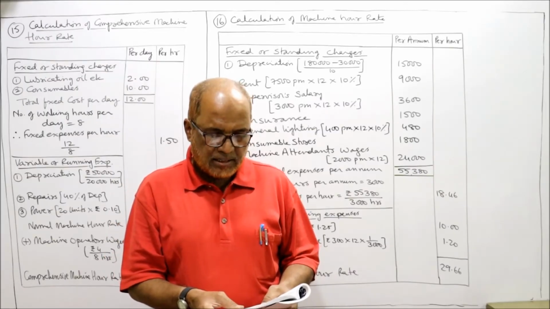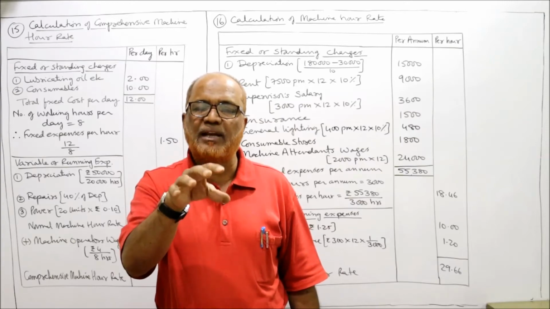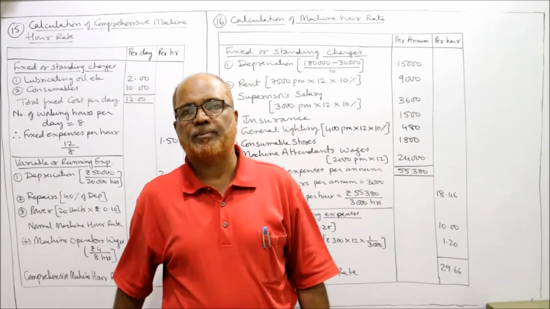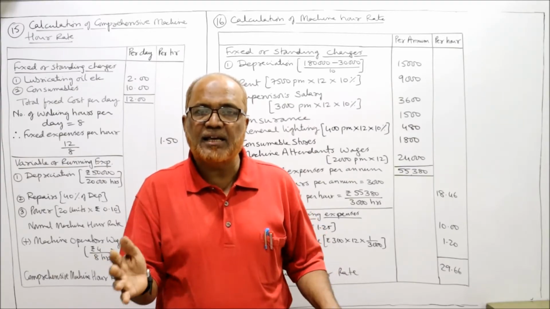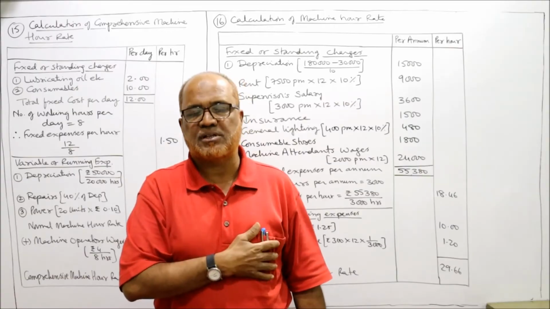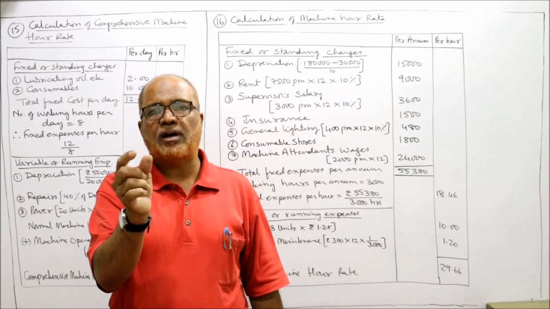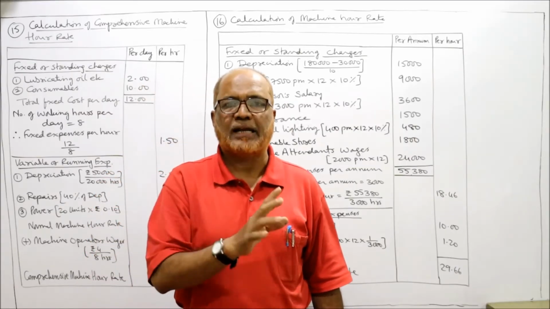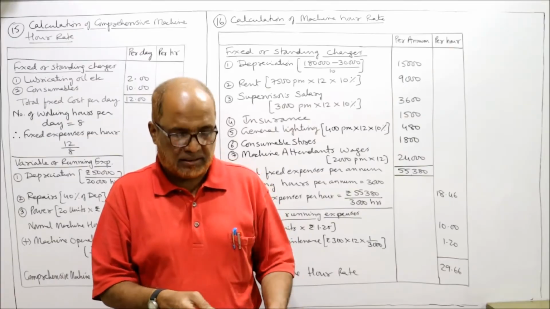Then general lighting per month 400. General lighting, again the problem is silent. How many light points are consumed by this machine? So we assume that 10% of the area is occupied by this machine. So general lighting also we will take 10%. So 400 into 12 into 10%, because we need per annum. Here the data is given per month.